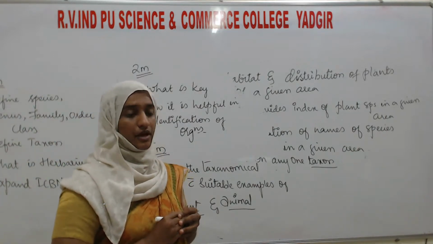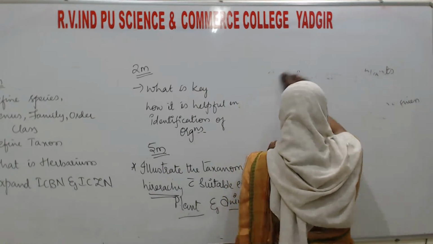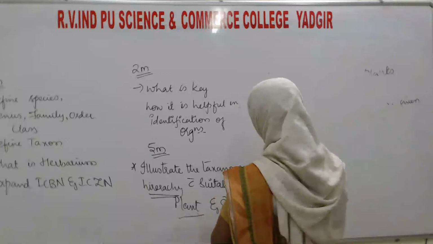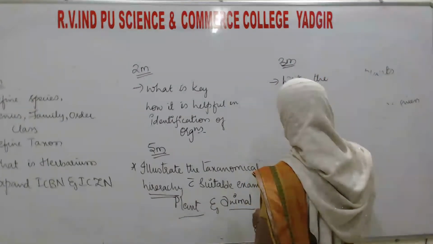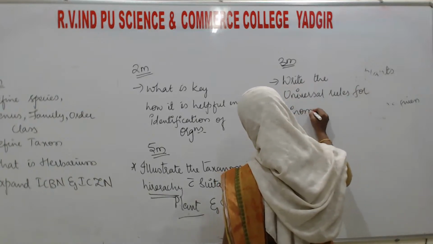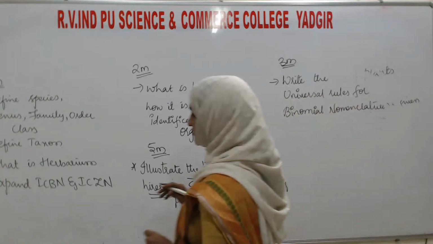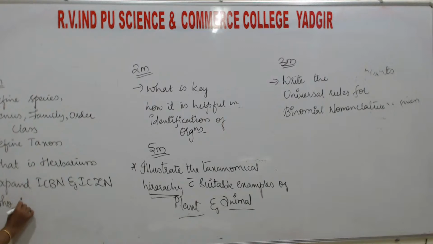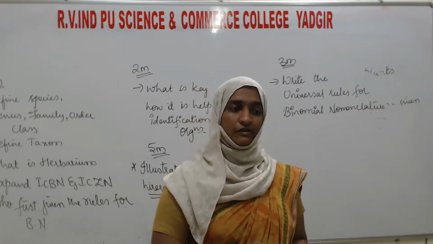Sometimes they will write one more very important question for 3 marks. That is, write the universal rules for binomial nomenclature. In 1 mark, one more question: who first gave the rules for binomial nomenclature? Okay, so these will be the questions which will be asked in your theory exam. From these questions only they will ask.